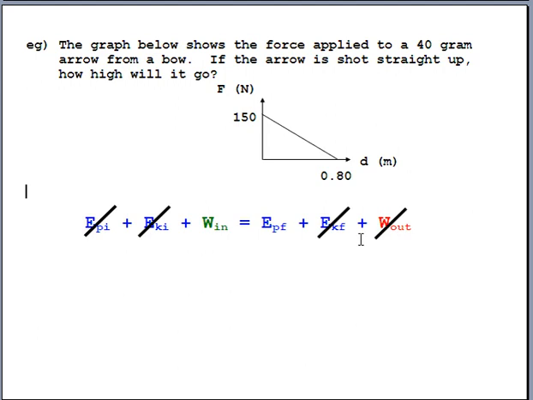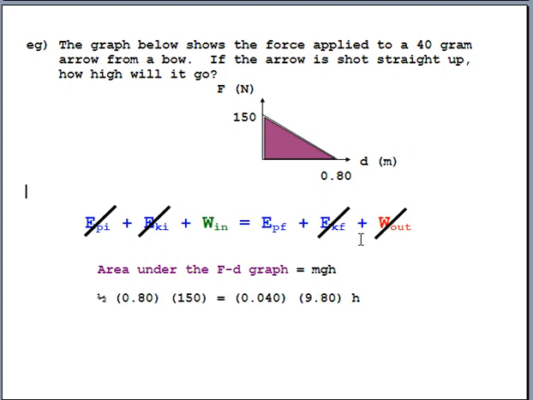So all we have to do is find the work done by this bow, and then say, yeah, ultimately that's going to make the 40-gram arrow go very high. But the work in is just the area underneath that graph. That's my plan, my strategy for that left-hand side. Just what's that area? Just going to go base times height divided by 2. And then my right-hand side will be my MGH. It's not going to go higher than mountains, so I think MGH will be fine.